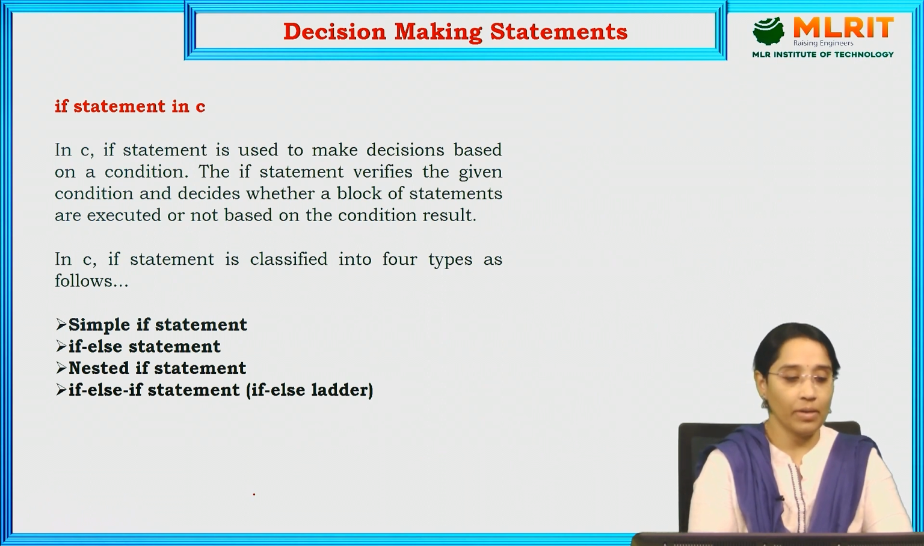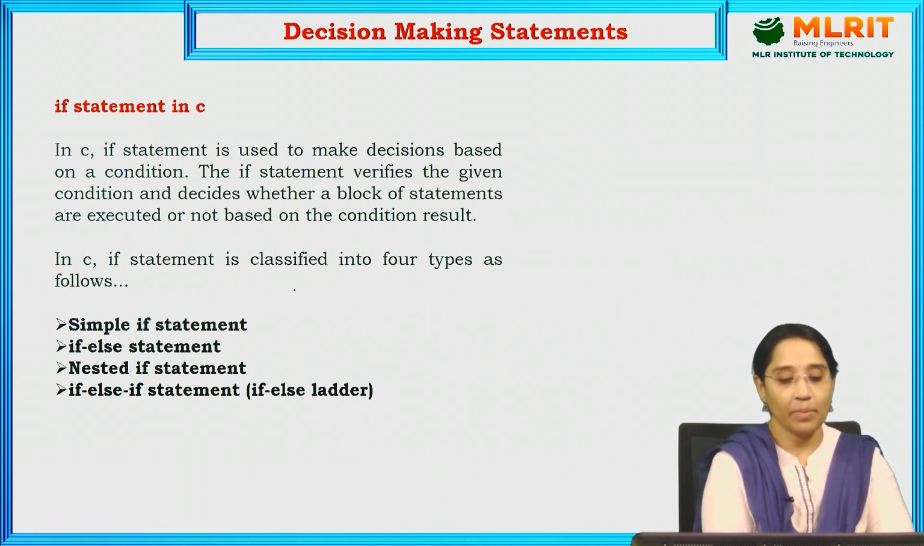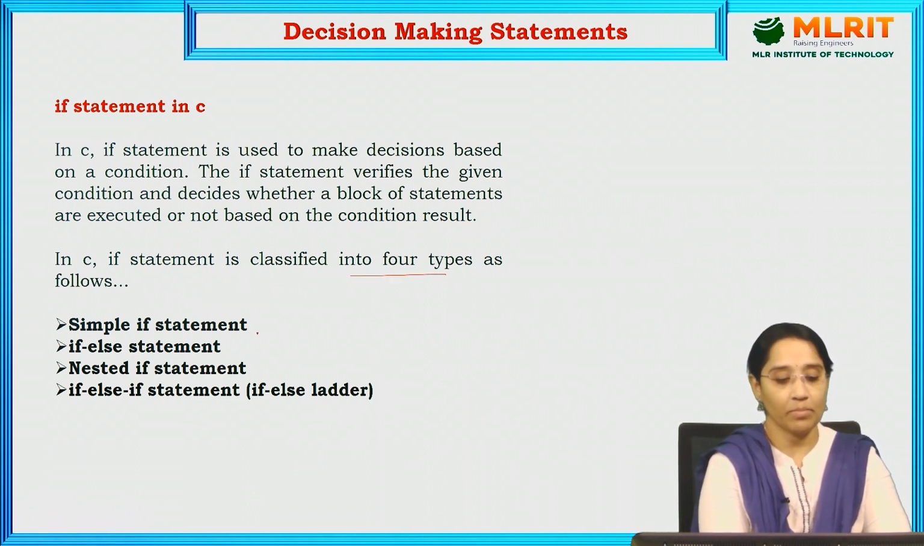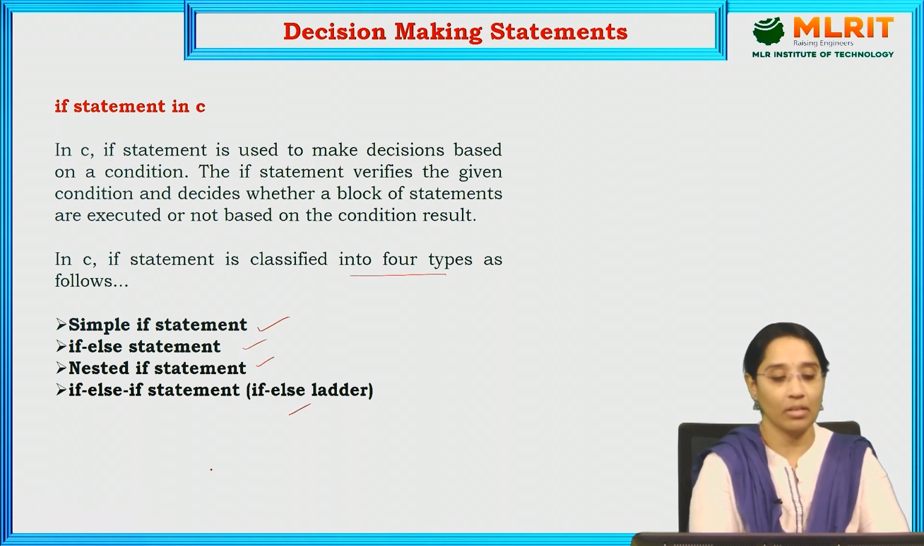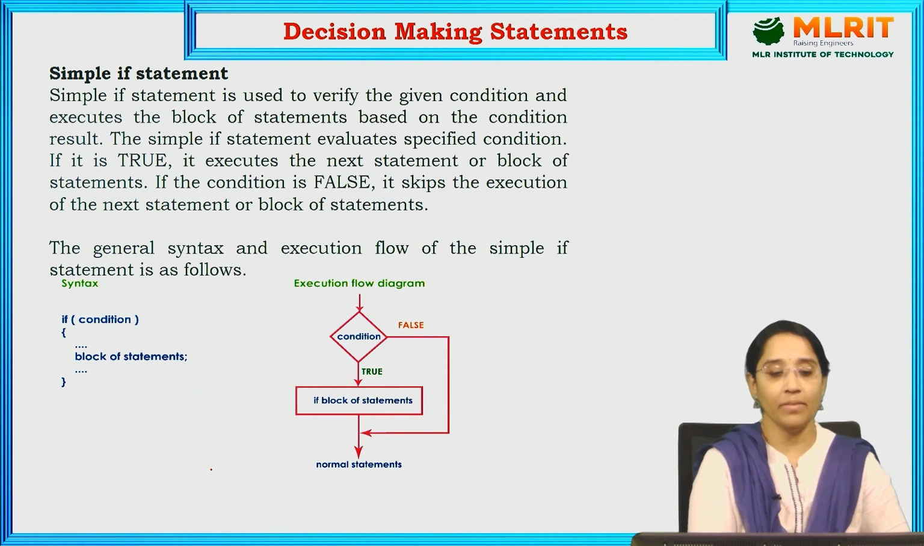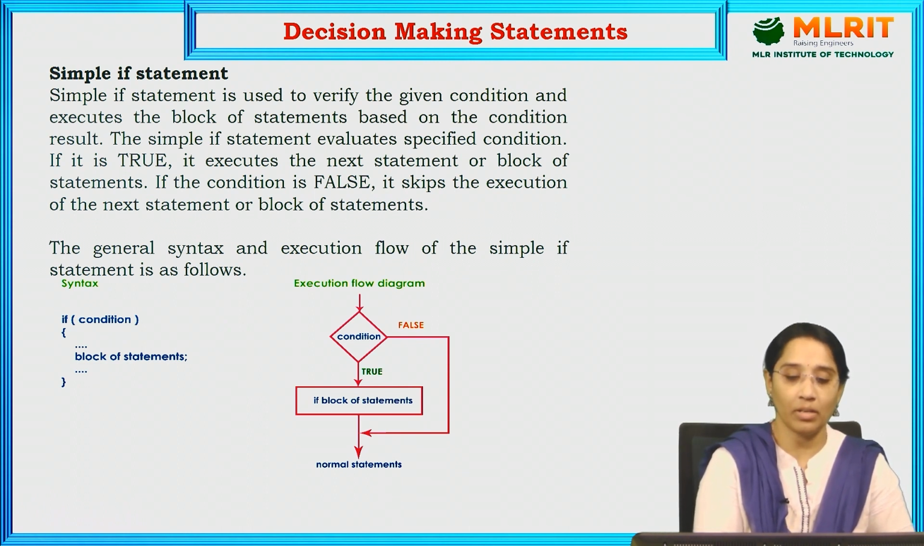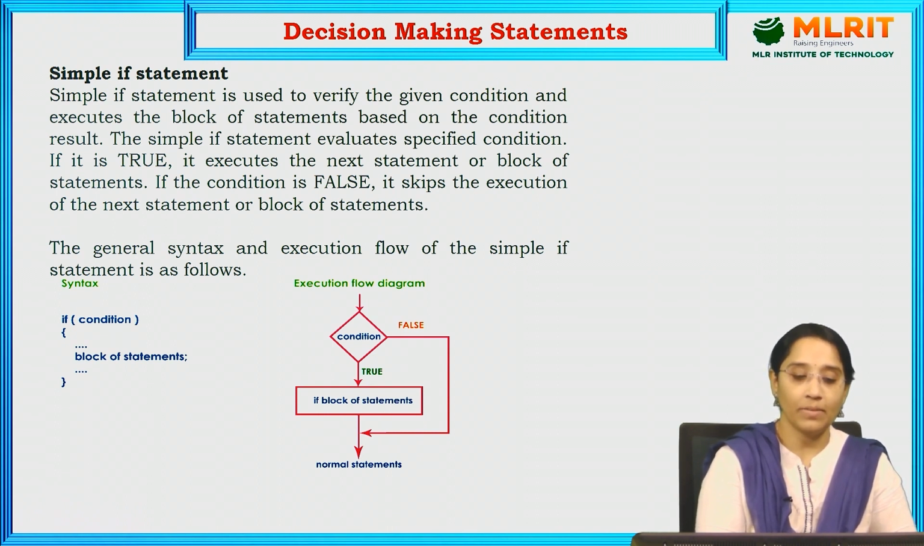Next, the if statement in C. The if statement in C is classified into four types: simple if, if else, nested if and else if ladder. So what is simple if? The simple if statement is used to verify the given condition and executes the block of statements based on the result. The simple if statement evaluates the specified condition. If the condition is true, it executes the next statement or the block of statements.